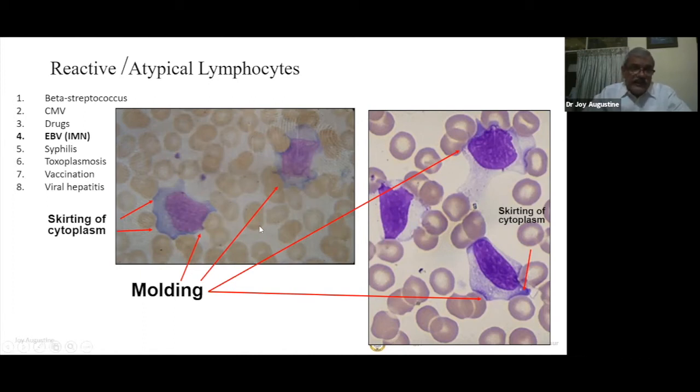So it's important to realize that these cells are generally not seen in isolation. There are different types of atypical lymphocytes. Generally, all of them will be seen. But if you find only one type of cell like this, then you have to be careful, because then it could mean something else.